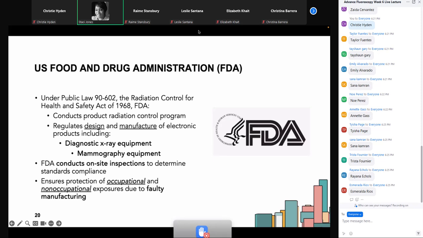And they're really looking at occupational exposures due to faulty equipment. That's why they are really tight on mammography equipment and making sure that it runs, because they are responsible for the protection from occupational and non-occupational exposure due to faulty manufacturing.